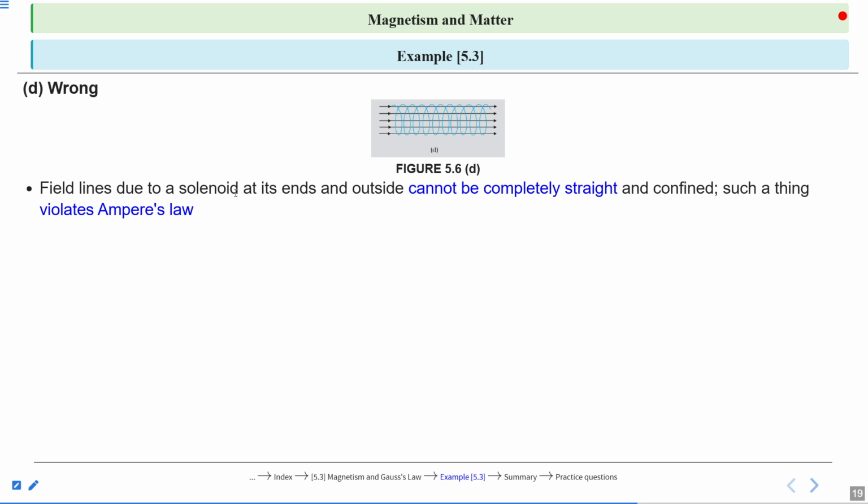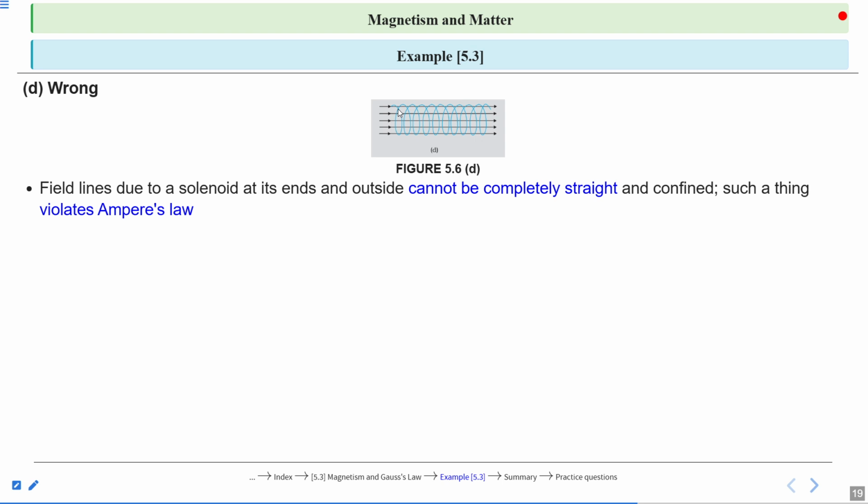Inside or near the center, they can be straight and parallel to the axis, but at the ends, they cannot be completely straight and confined. Such a thing violates Ampere's law. If we take a loop near the center, it will enclose some current and show the value of the magnetic field. If we take this same loop with half of it outside at the end, half of the loop is on the right side of the end.